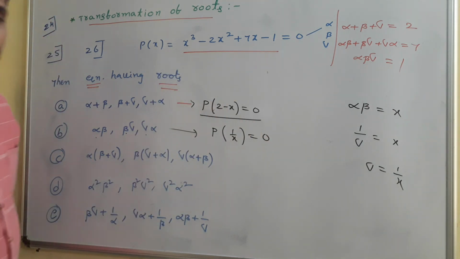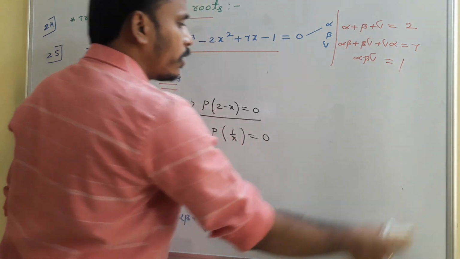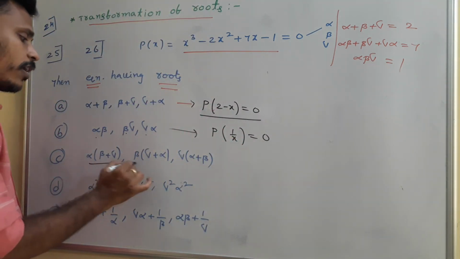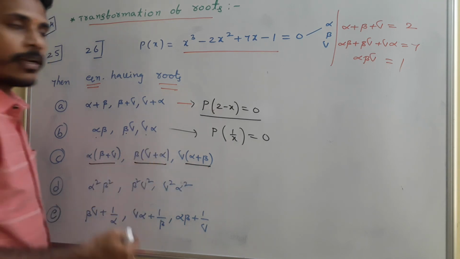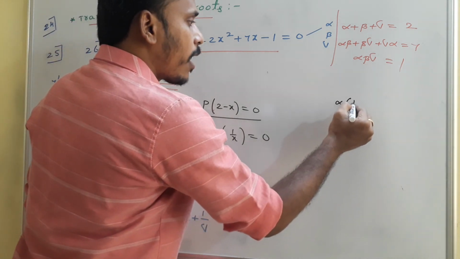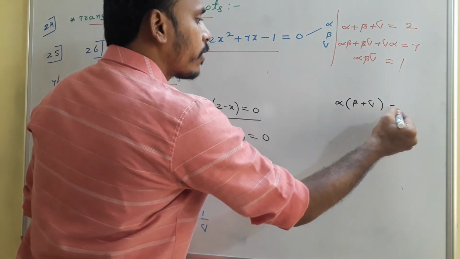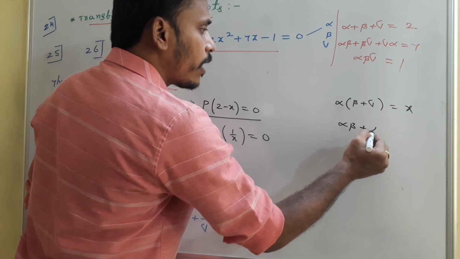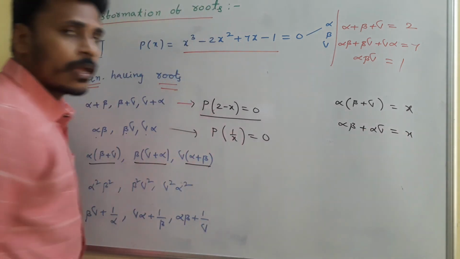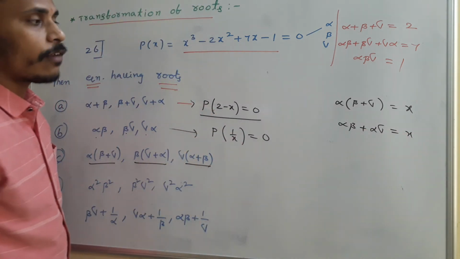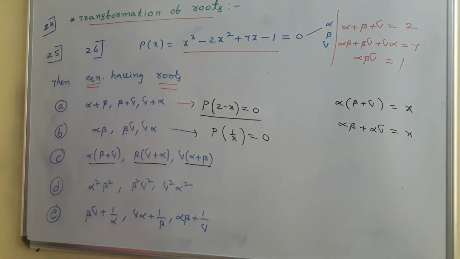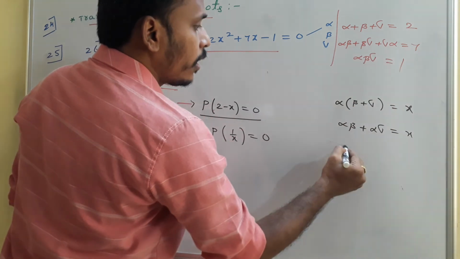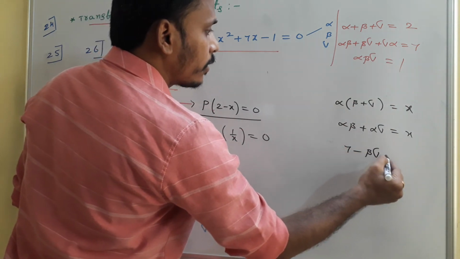There ends the problem. See, these problems look a bit different but very simple, as we discussed in the previous case. Now think about the C bit. Again the roots are symmetrical. You just take the first one, alpha of beta plus gamma, take it as x. And this is simply alpha beta plus alpha gamma is equal to x. And what to say about alpha beta plus alpha gamma? Alpha beta plus alpha gamma is what? 7 minus beta gamma, that is equal to x.